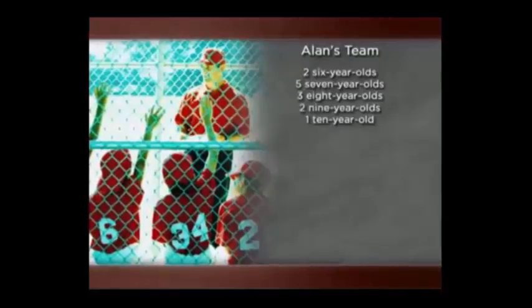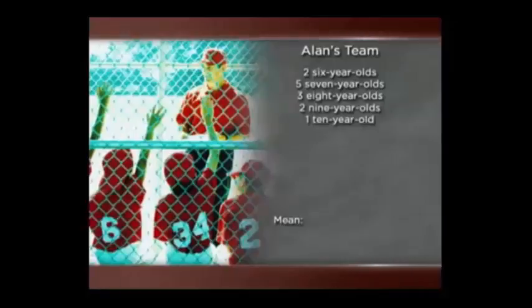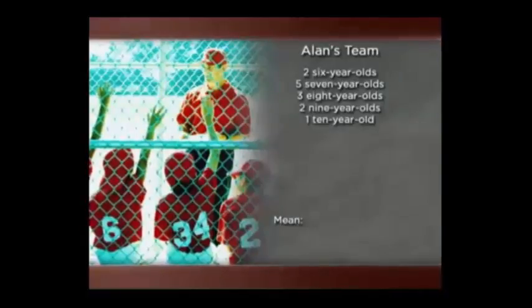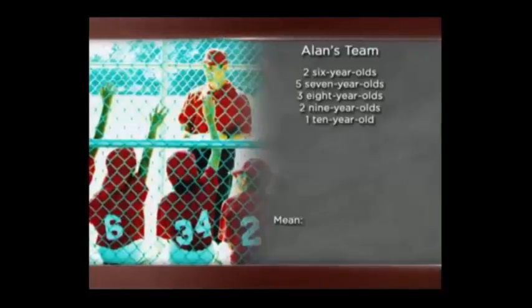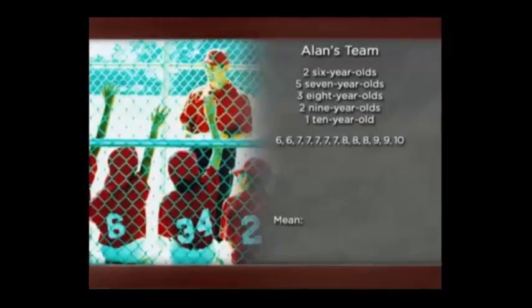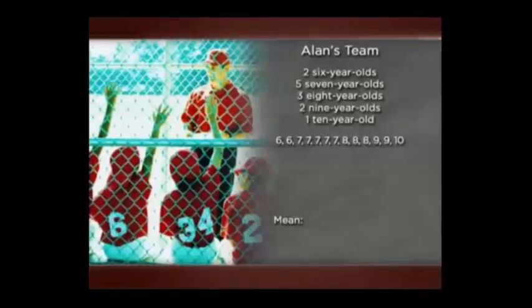Well, let's start by finding the mean. Now, you might be fooled into thinking that our data set is actually the list 2, 5, 3, 2, 1. But that's actually not correct, although it's extremely tempting. Actually, our data set contains 13 numbers, since there are 13 kids on Alan's team. And the data set is really 6, 6, 7, 7, 7, 7, 7, 8, 8, 8, 9, 9, 10. Those are the ages of Alan's players based on the list we were originally given.